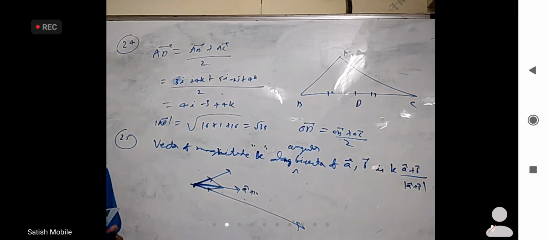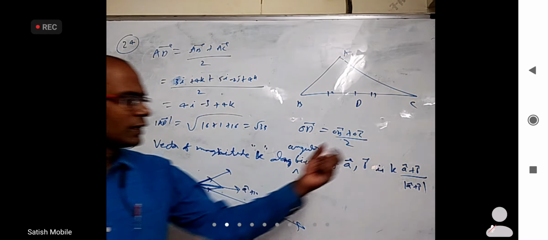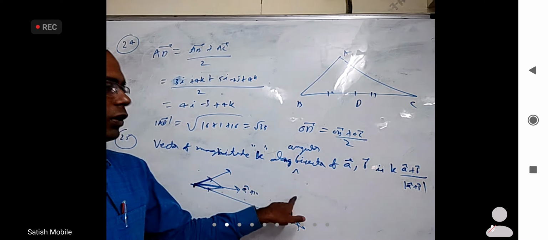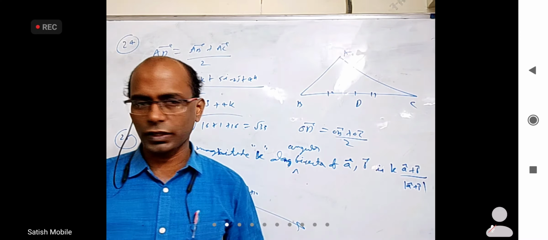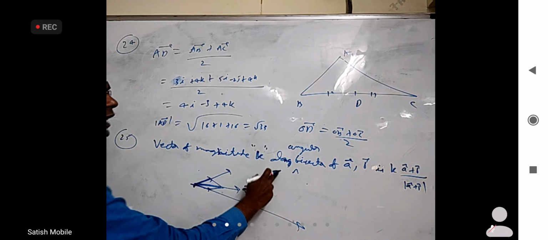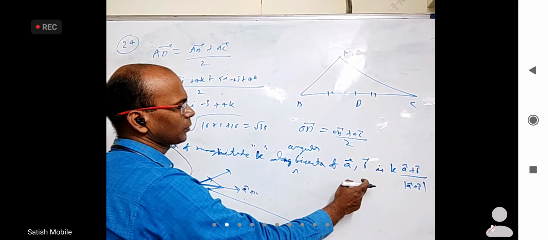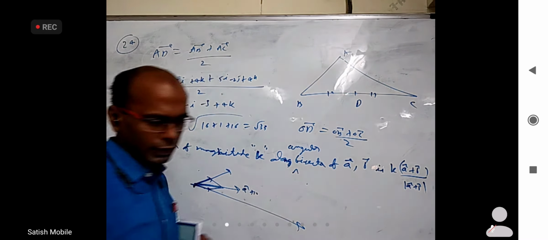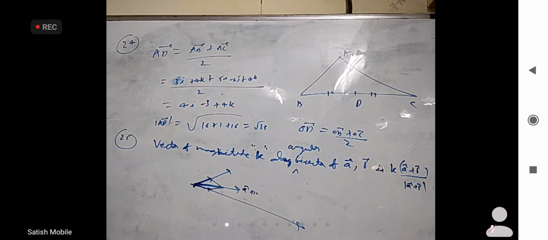Then how to find the unit vector along the angular bisector? Take this A cap plus B cap, divide with its own magnitude. If you want k length along this, multiply k to that unit vector. Alright. So a vector of magnitude k along the angular bisector of A bar comma B bar is k into (A cap plus B cap) by mod (A cap plus B cap). So we can use that formula here.